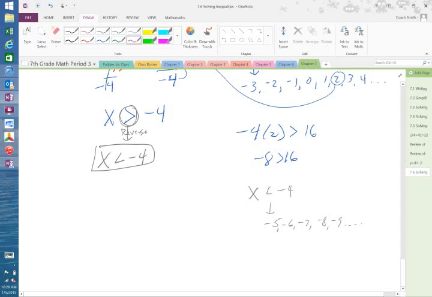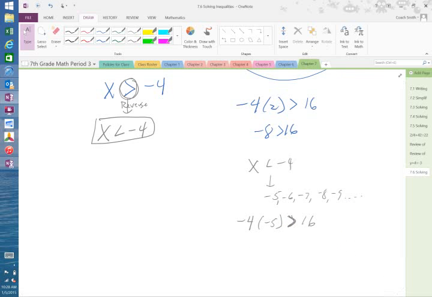Okay, well, let's plug that back into our original problem. Negative 4 times, we'll just say negative 5, is greater than 16. Well, what is negative 4 times negative 5? Positive 20. Is 20 greater than 16? Yes, that is true. So that is a true solution.